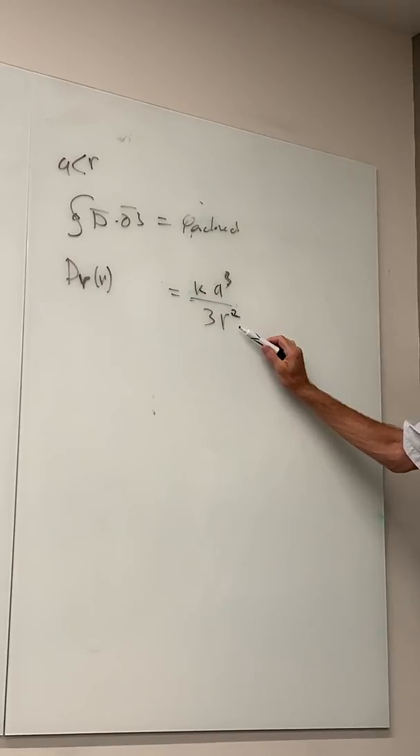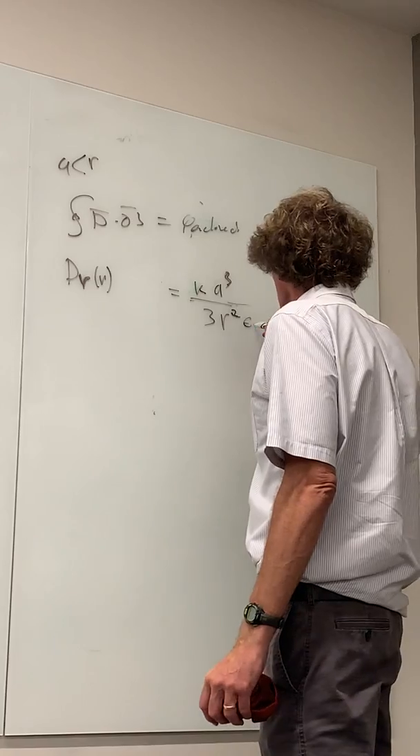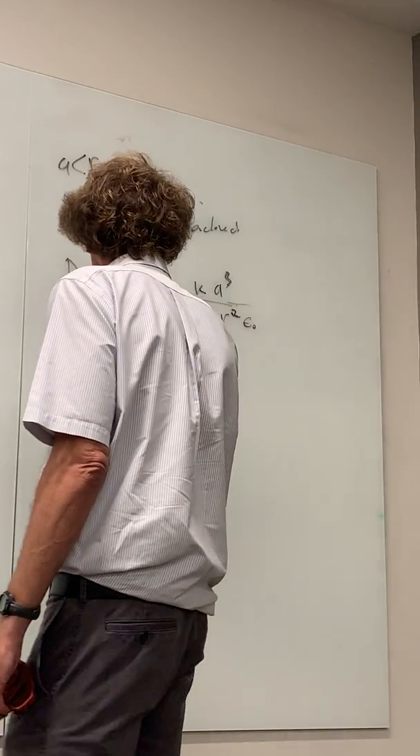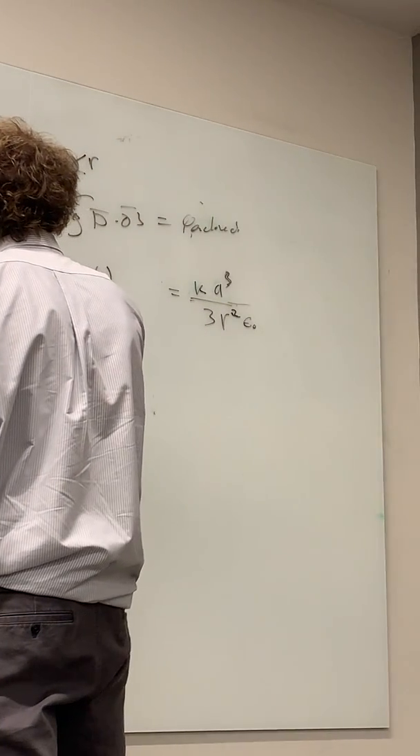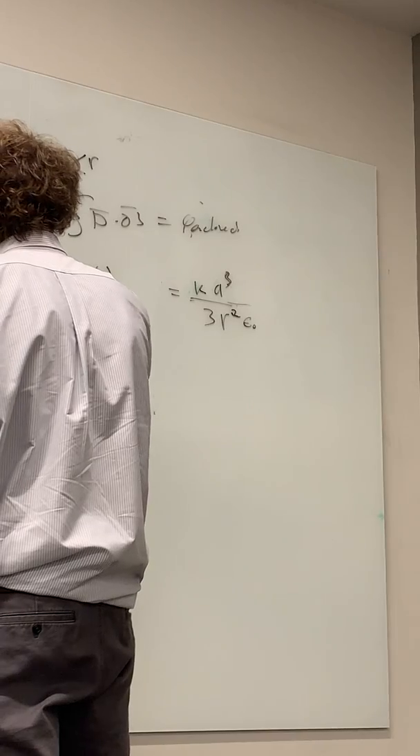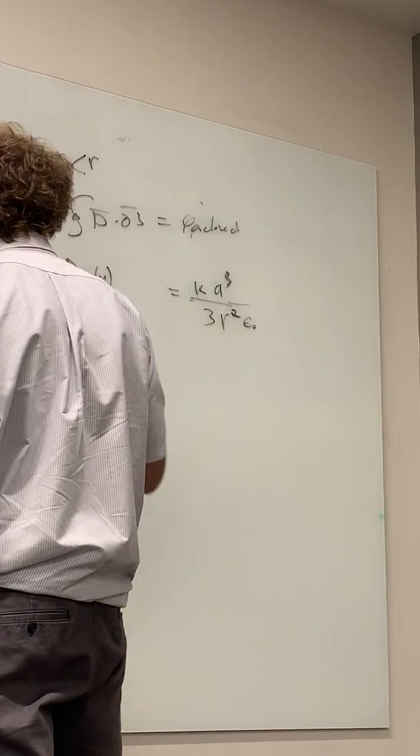Let's go ahead and get the E field while I'm at it. How would I get the E field outside that region? That's right, just divide by epsilon naught. And then I'd have the E field and just the E field in the radial direction.